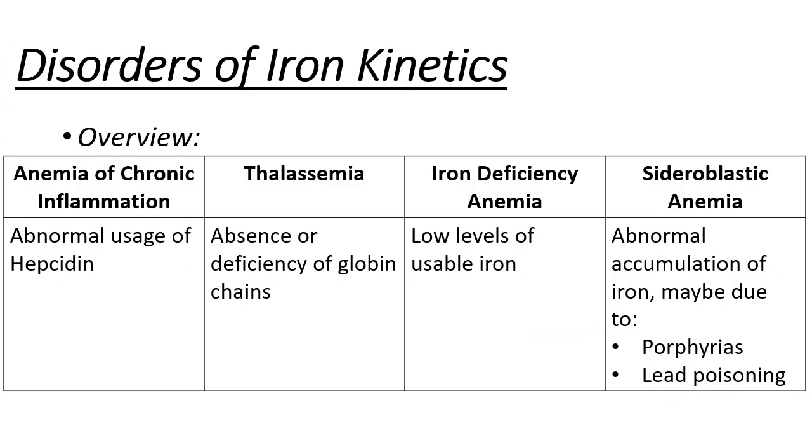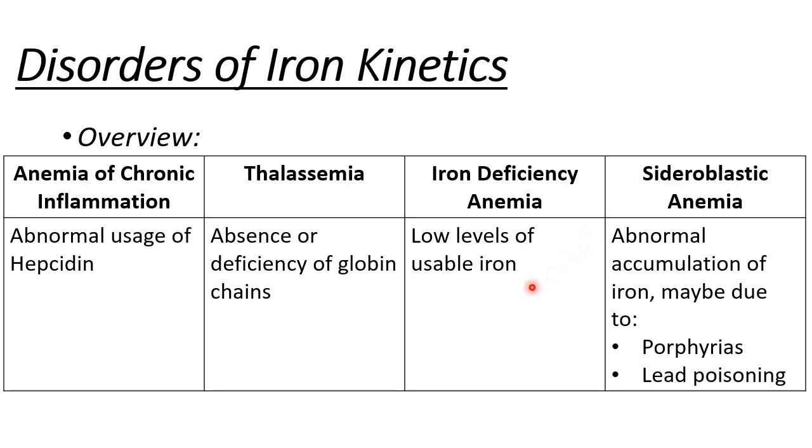So let's proceed with the disorders of iron kinetics. Unahin natin yung mga grupo na to, no? Ito yung mga microcytic hypochromic anemia. Pinatanda ko sa inyo kanina yung mnemonics natin na ATIS, no? A, anemia of chronic inflammation, T, thalassemia, I, IDA, and S, sideroblastic anemia.